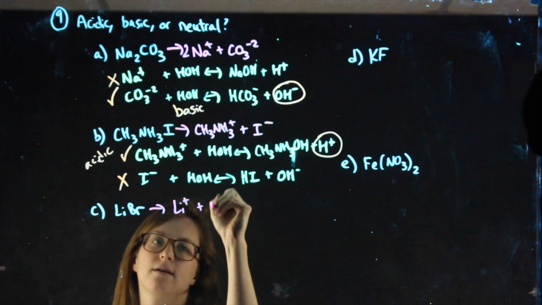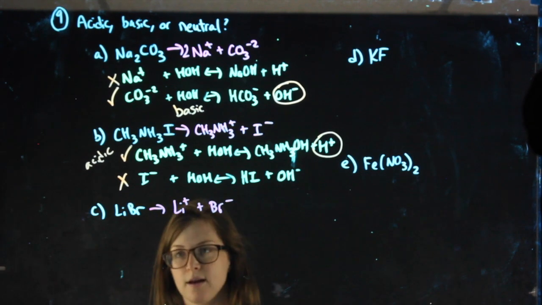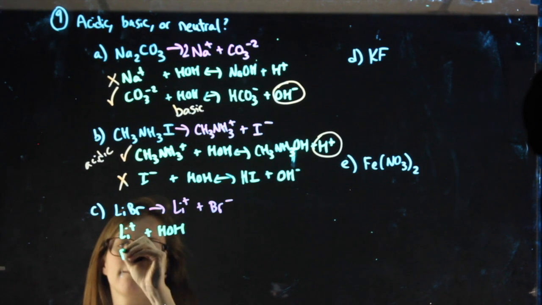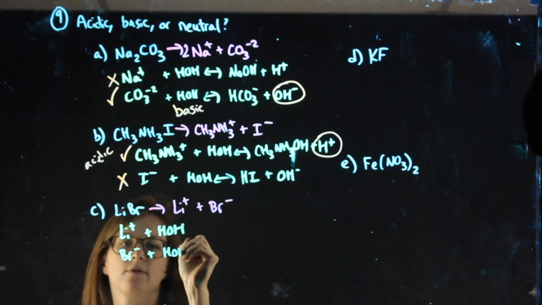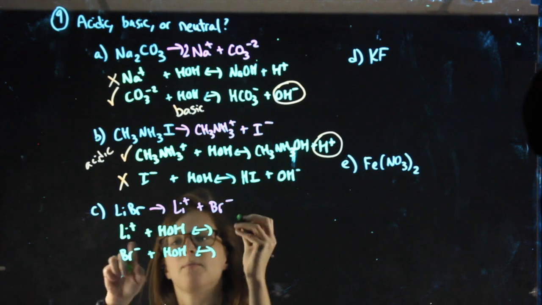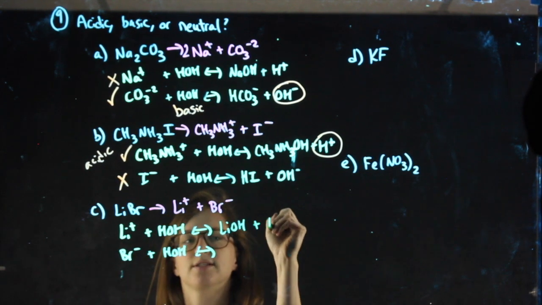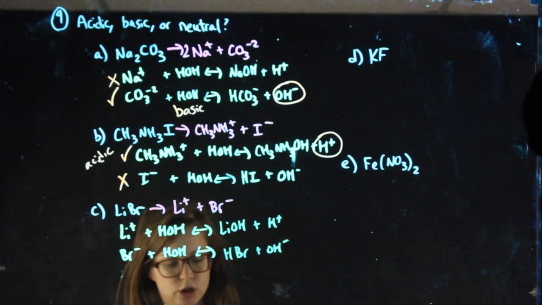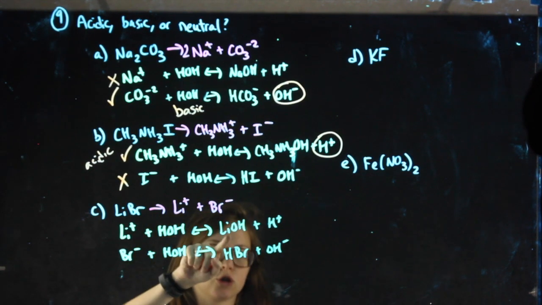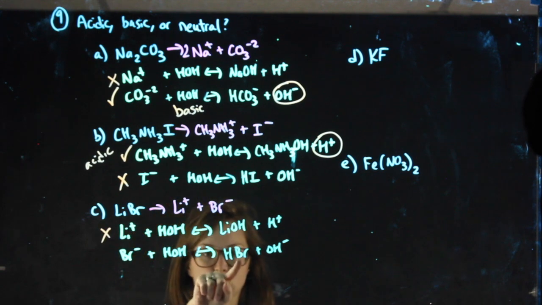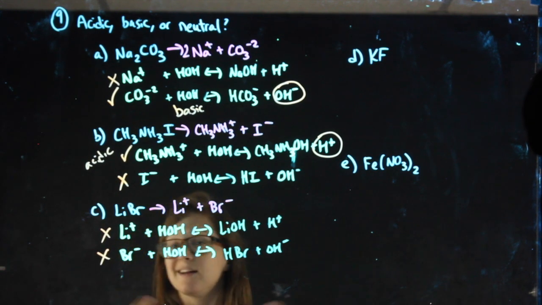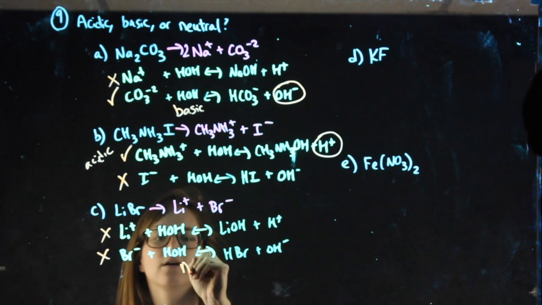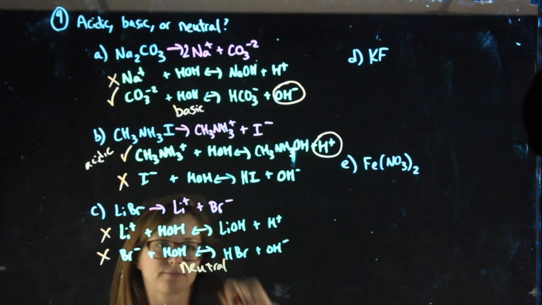Lithium bromide. Test those ions against water. Positive ion steals hydroxide, releases H. Negative ion steals hydrogen, releases OH. Strong doesn't happen. Strong doesn't happen. Nothing happened to produce H or OH, so it's neither acidic nor basic. It is neutral.